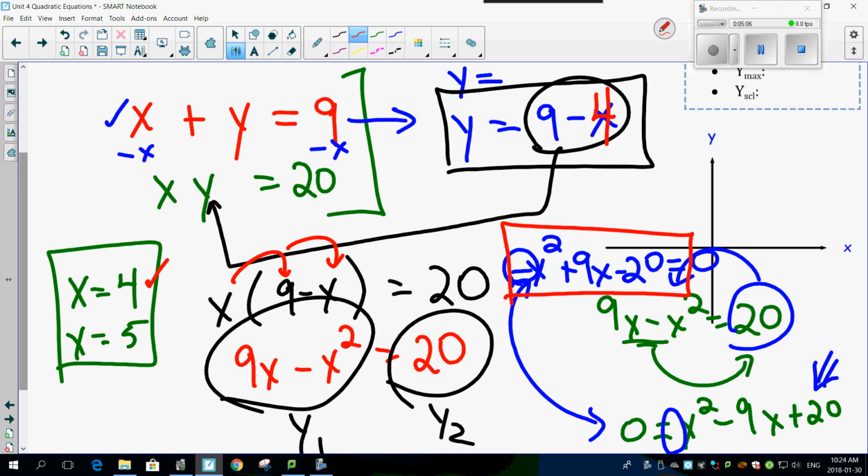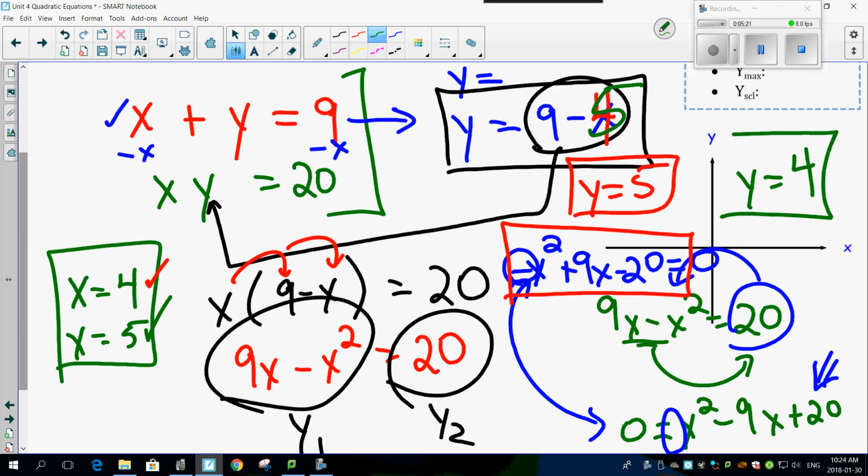I'm going to just put a 4. 9 minus 4 means y equals 5. But what if I turn around and I do this? What if I substitute this value in? Well, look, I'll put a 5 there. 9 minus 5 is y equals 4. So no matter how you do it, x equals 4, x equals 5. Okay, so your two numbers are 4 and 5, no matter how you do this. Kind of an interesting little question now, isn't it?